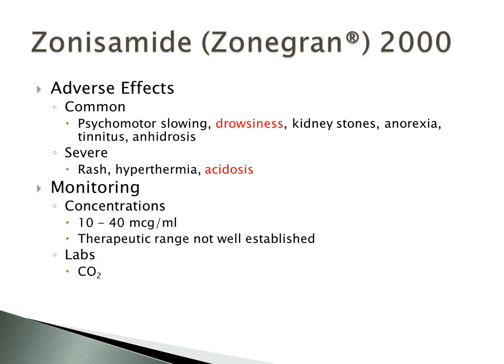This does not seem to have the same cognitive effects as topiramate. I think there is still a risk, but it does not seem to be as pronounced or as common. And again, when we look at severe, we're looking at the metabolic acidosis risk. Monitoring, you can monitor concentrations, again, not well established with efficacy, and labs, because of the acidosis, you're monitoring sodium and bicarb. You also need to monitor serum creatinine because the drug is renally cleared.